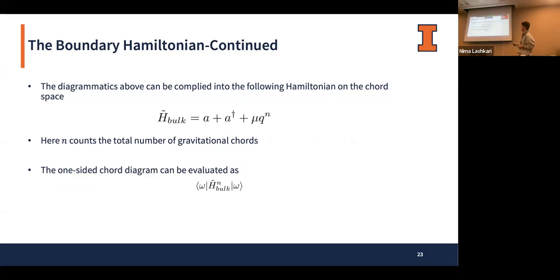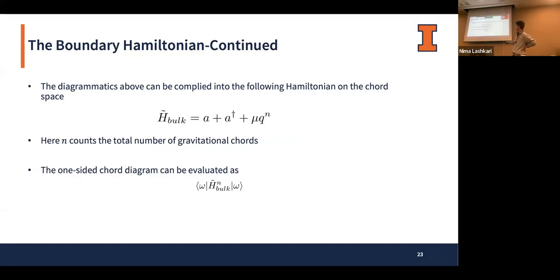I'm just dropping those indices. And mu Q to the N, this N is just the number of chords in the box state. Generally speaking, if you also have matter chords, then you have to add another factor R to the N matter, but that makes no big difference.